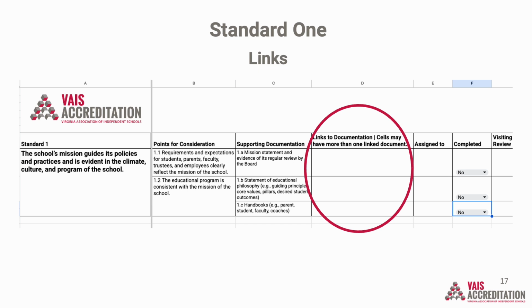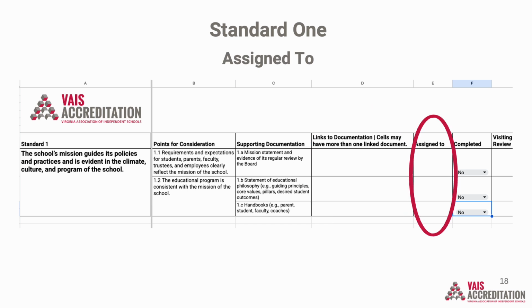For example, the supporting documentation for 1A will include the school's mission statement and perhaps board minutes showing that the board engages in regular review of the mission. If a school has changed its mission since the prior evaluation, there may be additional documents to share regarding rationale, process, and implementation. The person responsible for linking each document is listed here.